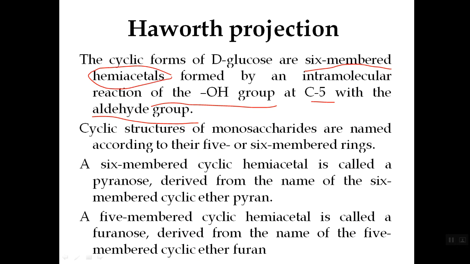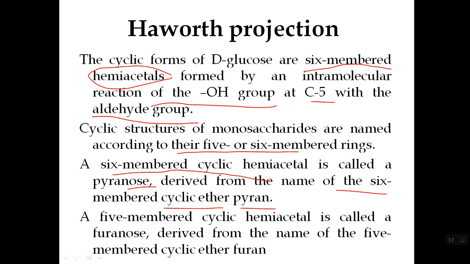So these cyclic structures of the monosaccharides are named according to their 5 or 6-membered rings. For example, in case of fructose, this cyclization results in the formation of a 5-membered ring. So the 6-membered cyclic hemiacetal is called pyranose, derived from the name of the 6-membered cyclic ether, that is pyran.